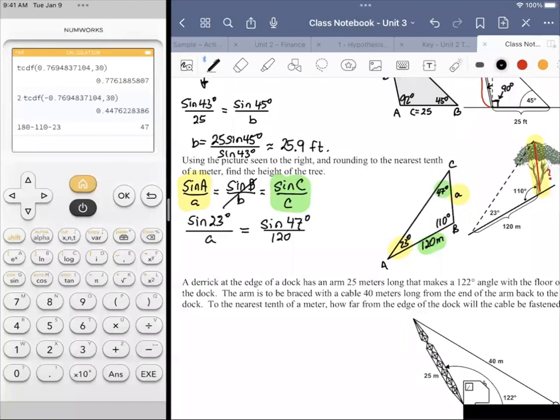Professor, why did you cross out sine B? Because it's not relevant. We don't need that piece. So I'm just grabbing these two parts of the law of sines and ignoring the other part. And that's because I'm interested in side A. So I definitely want this ratio. And I know everything about angle C and side C.